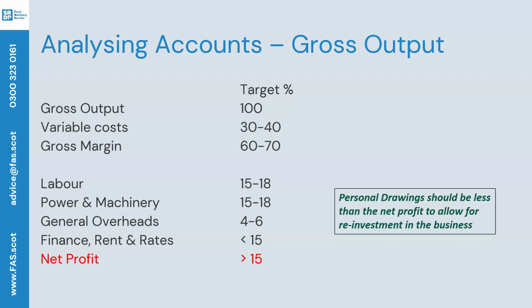I said earlier on that your net profit, which is below the line, is a measurement of your total financial performance, whereas your gross profit measures efficiency within your production. So if your gross margin is less than 60% or less than 50%, maybe there's inefficiencies in there.